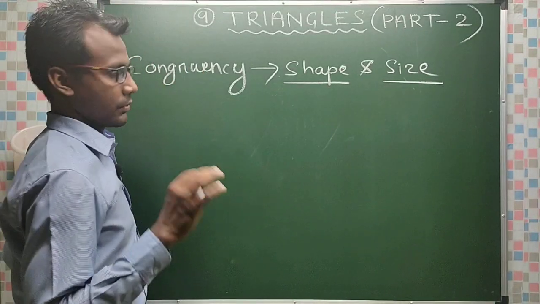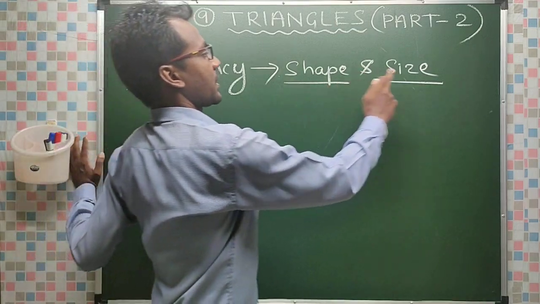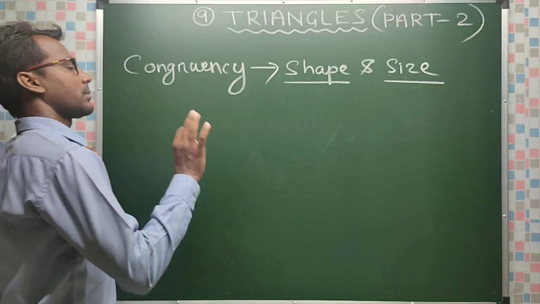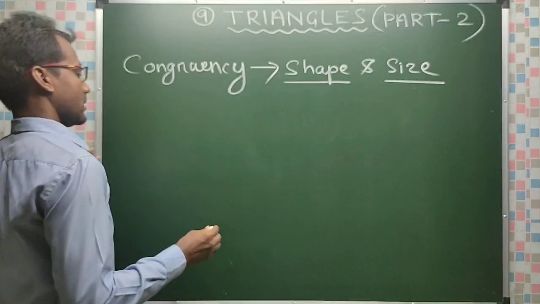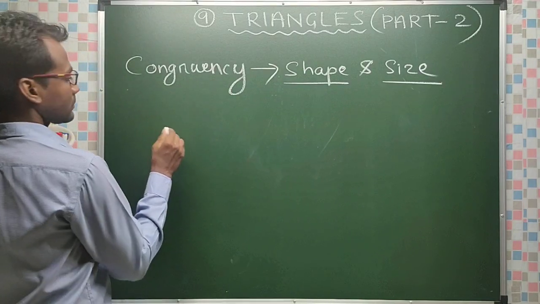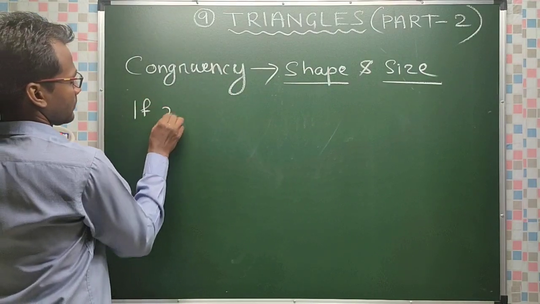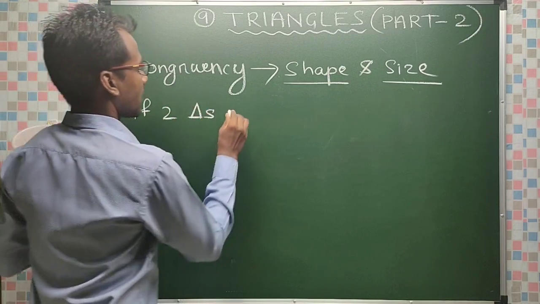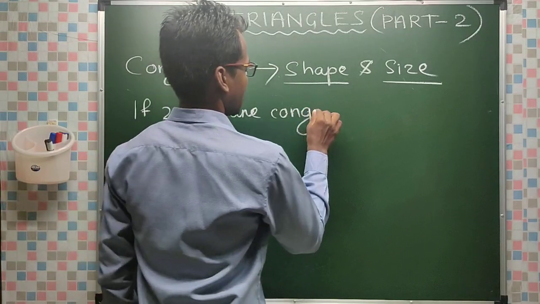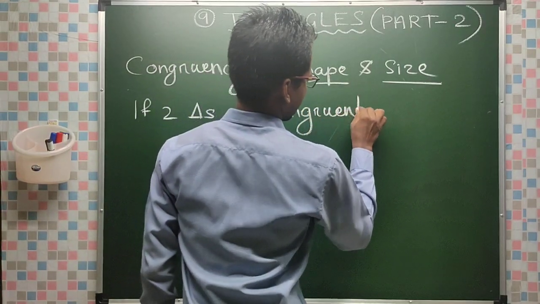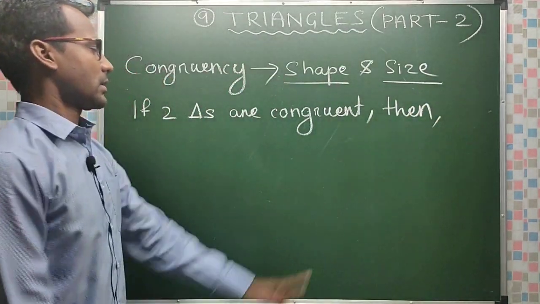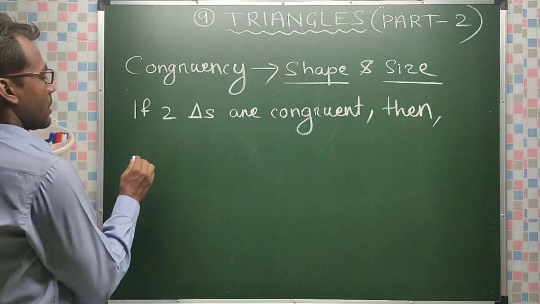Now, when are two triangles congruent? Obviously, if they have the same shape and the same size. Remember, two triangles are said to be congruent if they have the same shape and the same size. And if two triangles are congruent, then shape and size will be the same. So what will happen?